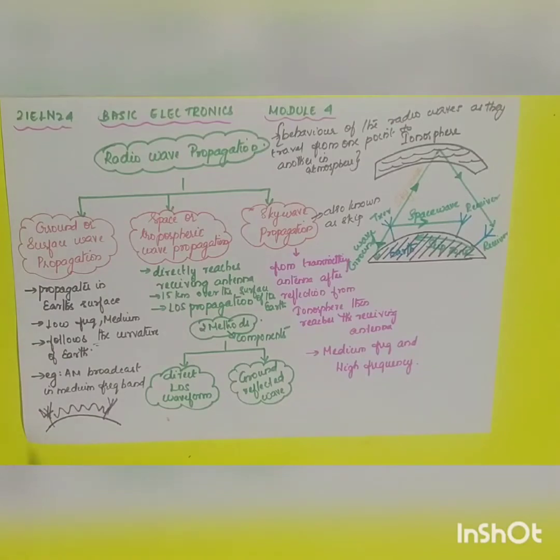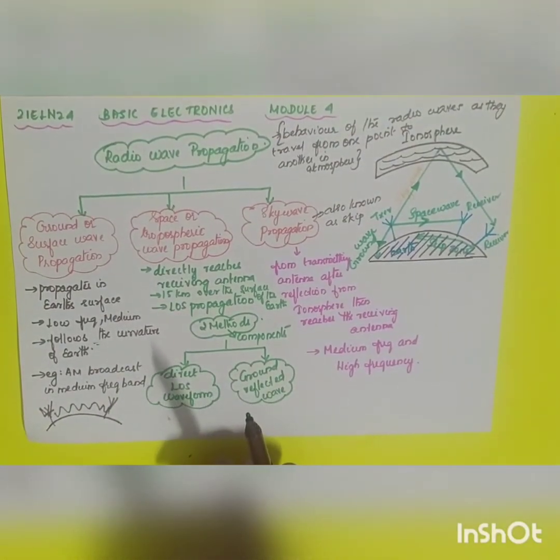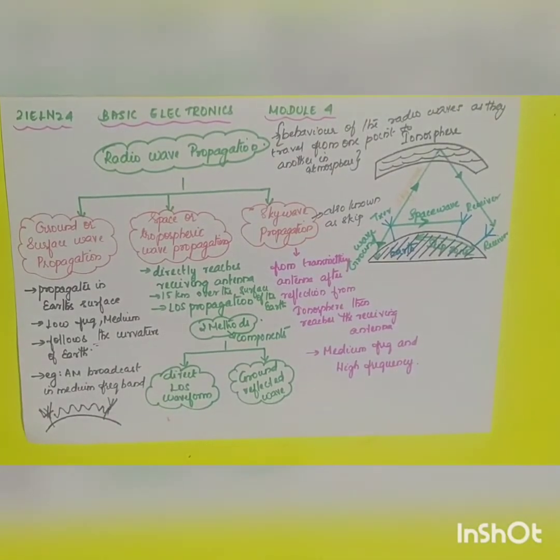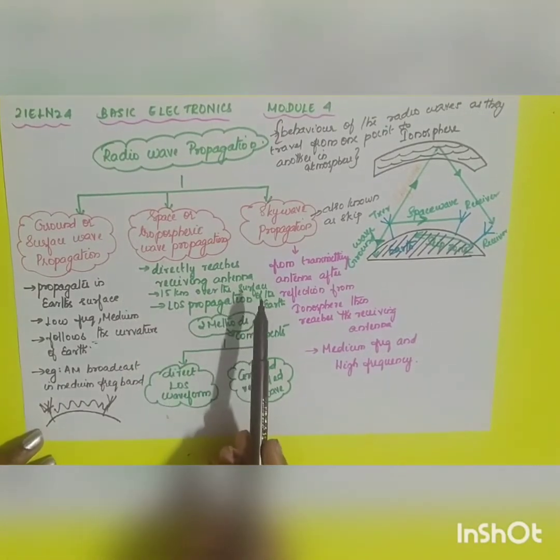The next topic in module 4 is radio wave propagation. So what is meant by radio wave propagation? It is the behavior of the radio waves as they travel from one point to another in the atmosphere or in the vacuum.